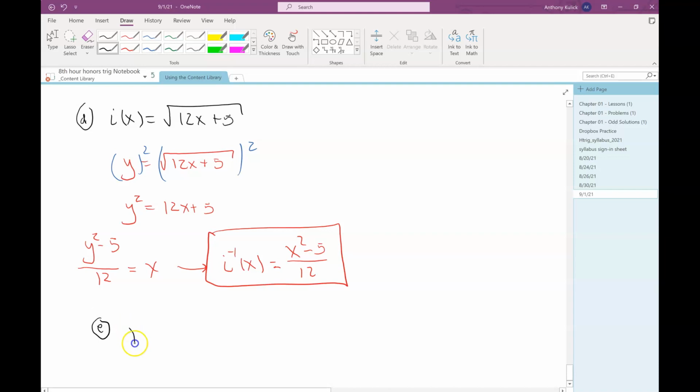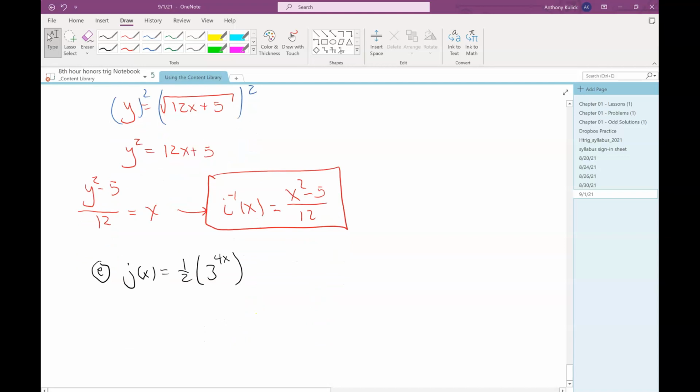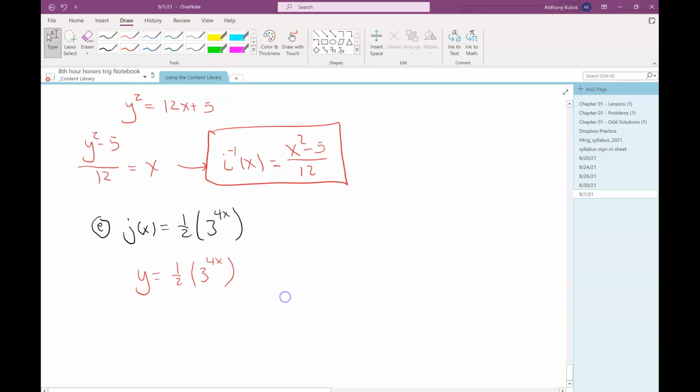And then j of x. So j of x is an exponential equation, or exponential function, I should say. J of x equals 1/2 times 3 to the 4x. Again, we'll start by making it y equals. And then what should be my first step to get x by itself?